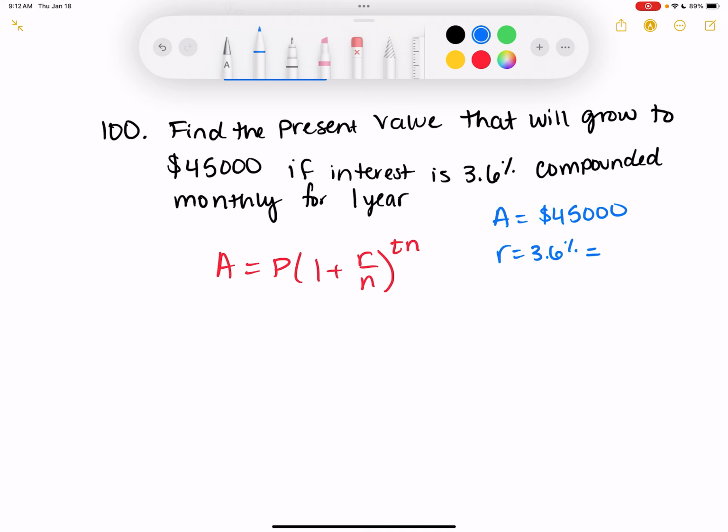So this rate is 3.6%, but I need it as a decimal, so I need to move the decimal place left 2, so 0.036.